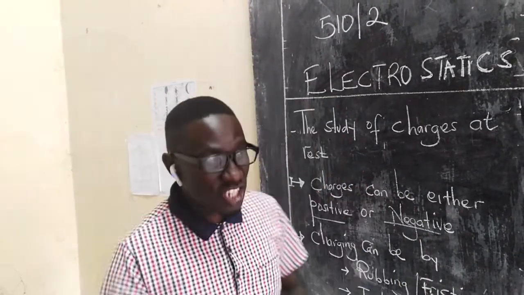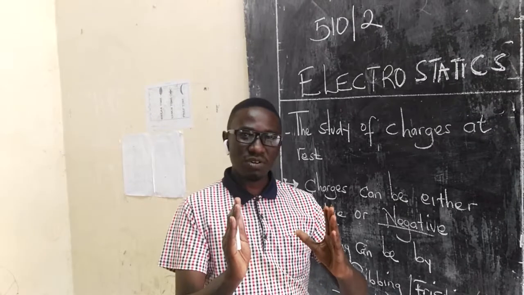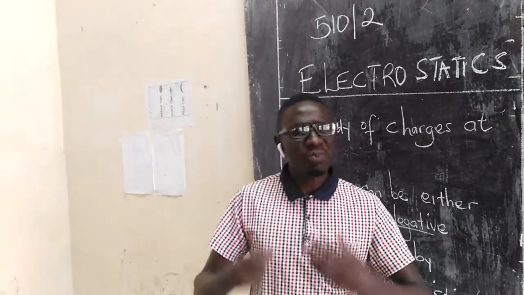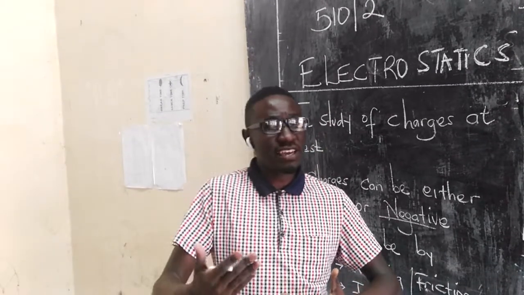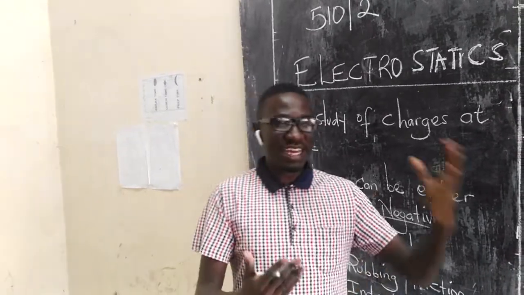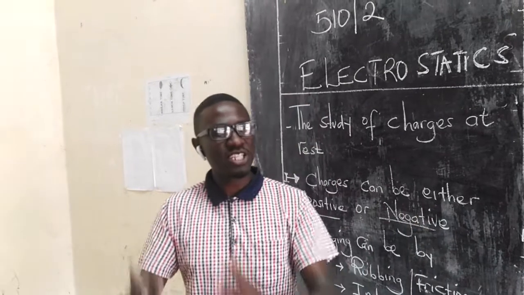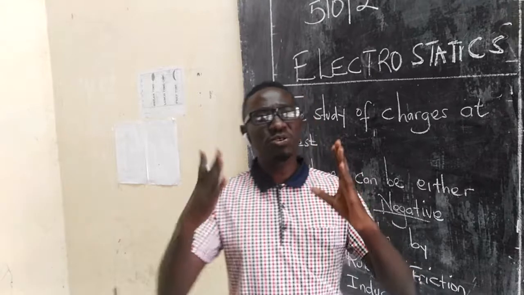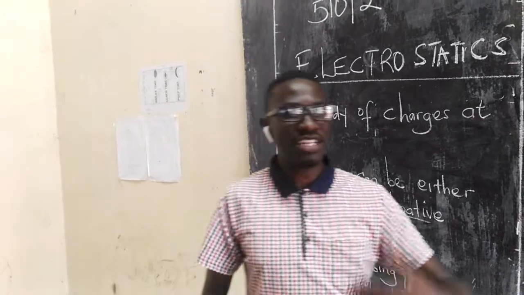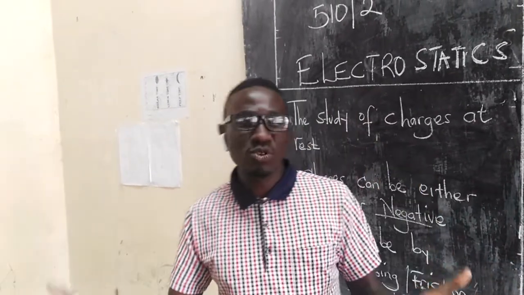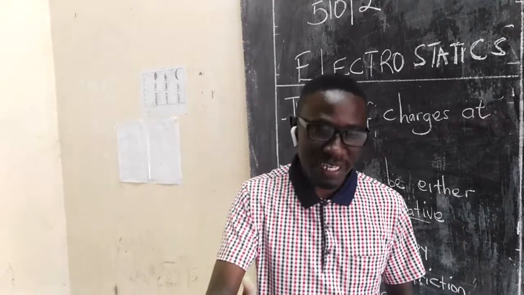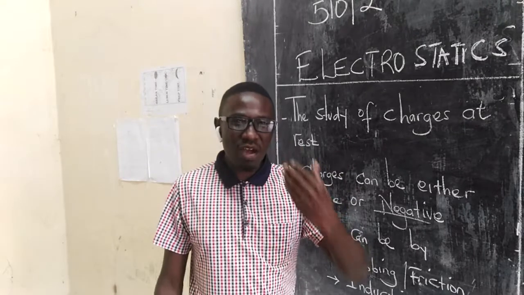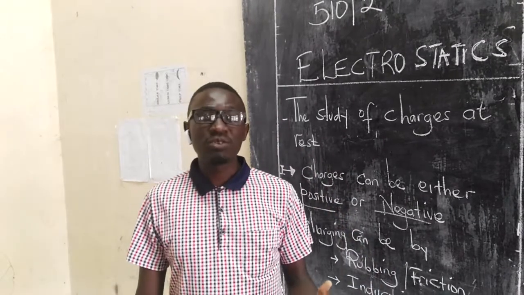And remember, charges can either be positive or they can be negative. Therefore, a body can be charged either positively or negatively. We can have a positively charged body or we can have a negatively charged body. And the body which is not charged, we at times call an uncharged body, or at times a neutral body.